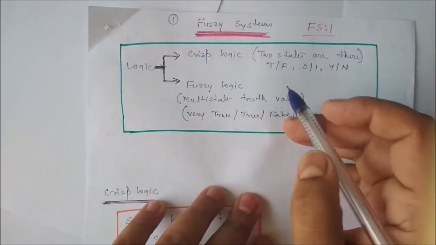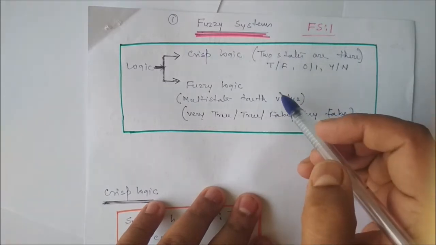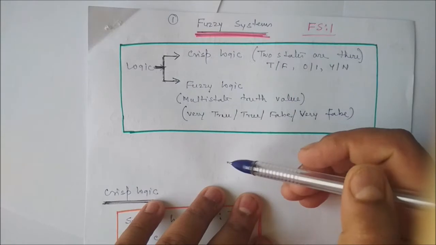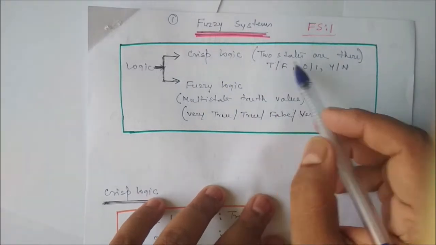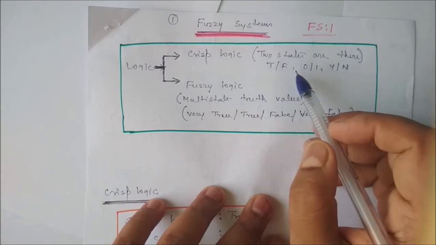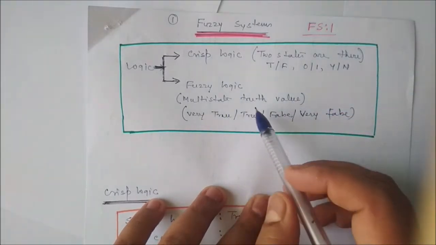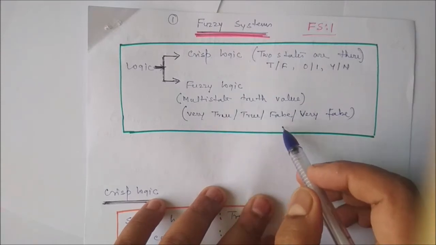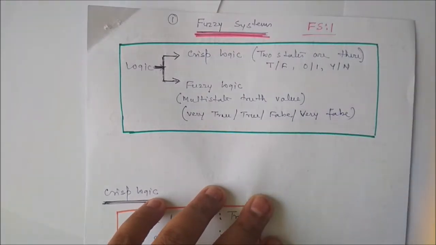In this video we'll discuss fuzzy systems. Already you know the difference between crisp logic and fuzzy logic. In crisp logic only two statements are there, either 0 and 1, yes or no, true or false. But in fuzzy logic multi-state truth values are there, for example, very true, true, false, very false and so on.